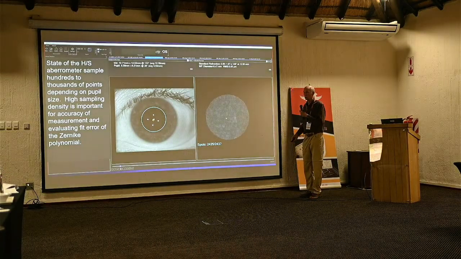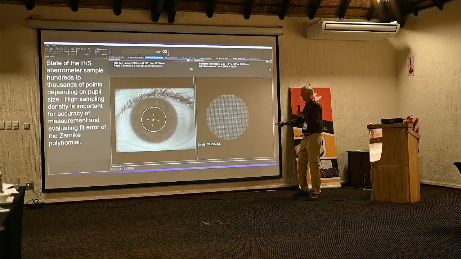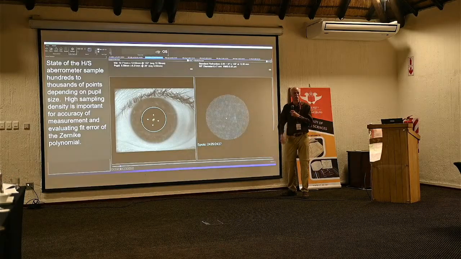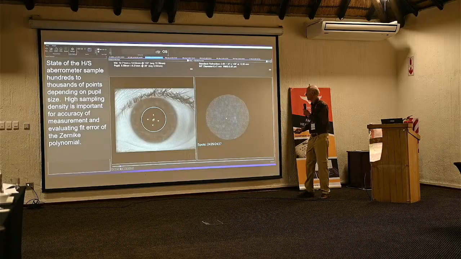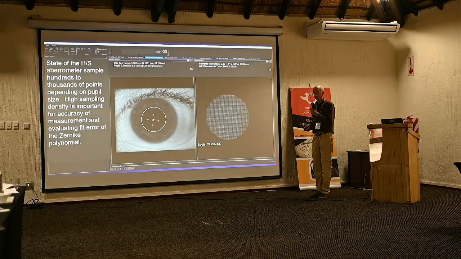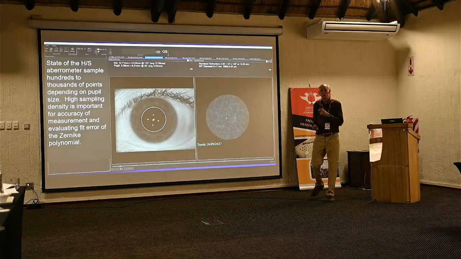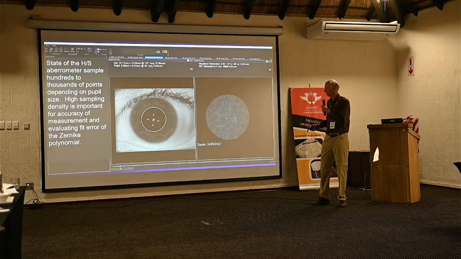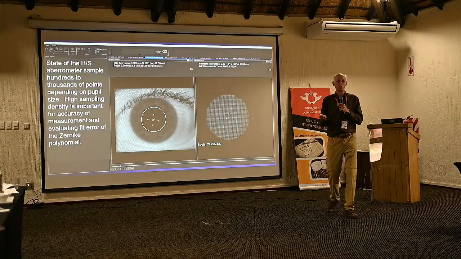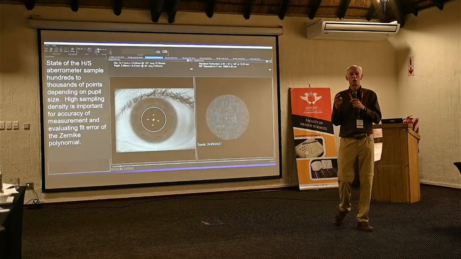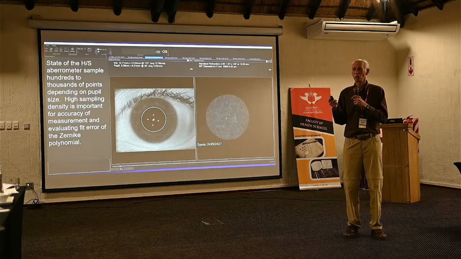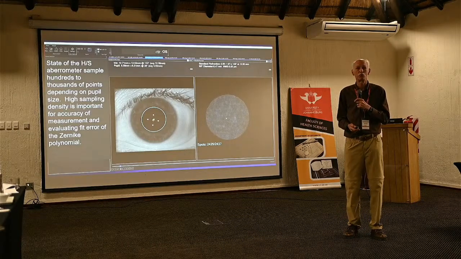Now, this is an example of a really high resolution aberrometer. There's lots and lots of spots. Ray says he's getting thousands of spots now. It's a very high resolution instrument that allows you to measure. In principle, it's just like a Fourier analysis. One measurement spot gives you one Zernike coefficient.